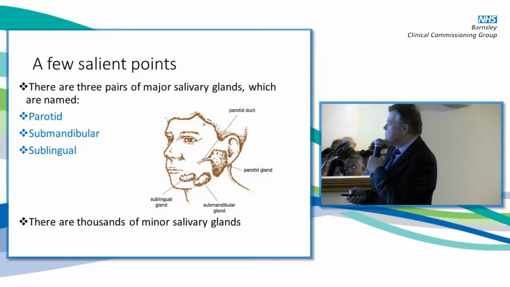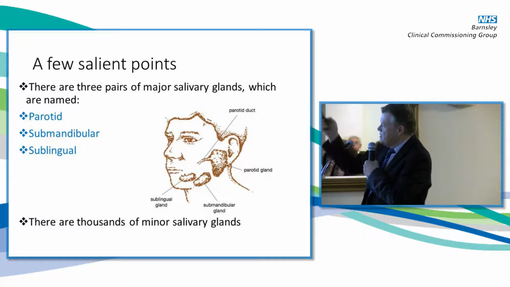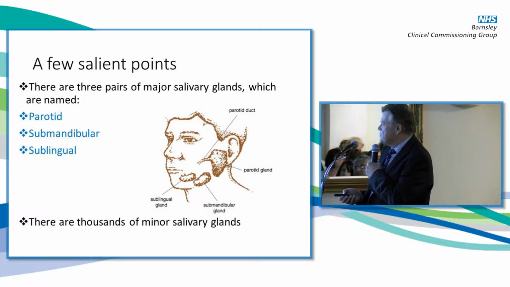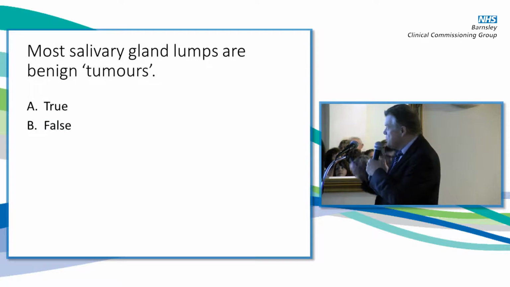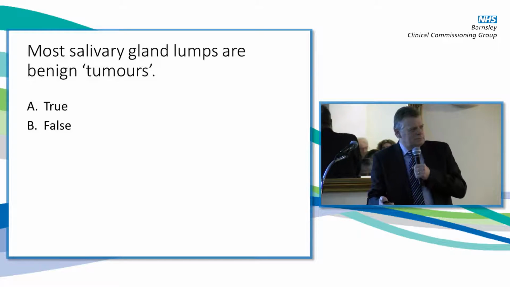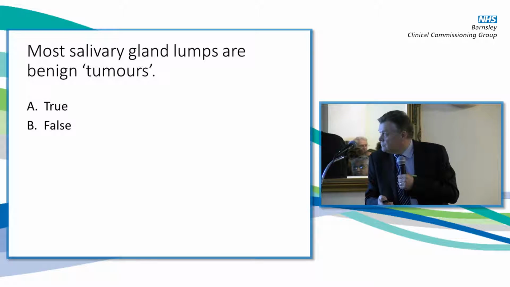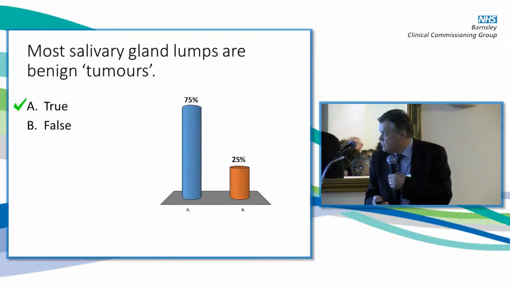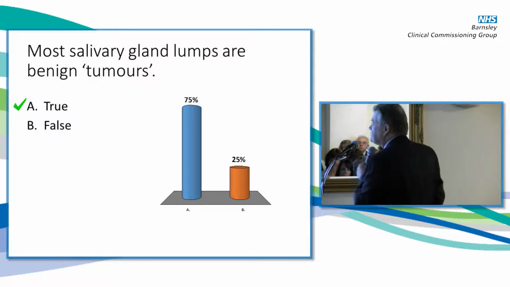And of course there are thousands of minor salivary glands. Okay, parotid, submandibular, sublingual, the main ones that we talk about. So most salivary gland lumps are benign tumours. True or false? Correct.